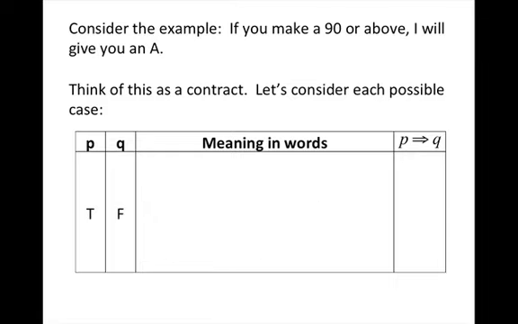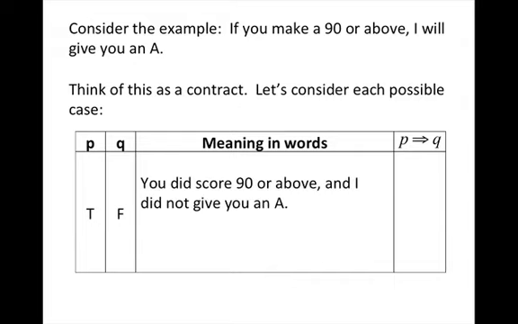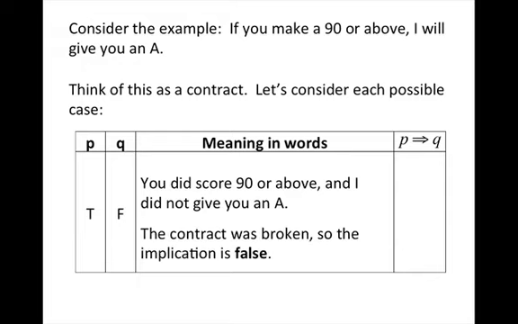Next, if P is true and Q is false. That means the first part is true and the second part is false. So for this example, you made a 90, but I did not give you an A. Well, this time I broke the contract. The promise I made, if you make a 90 or above I will give you an A, I broke that promise, so that was a false promise. So my implication was false.